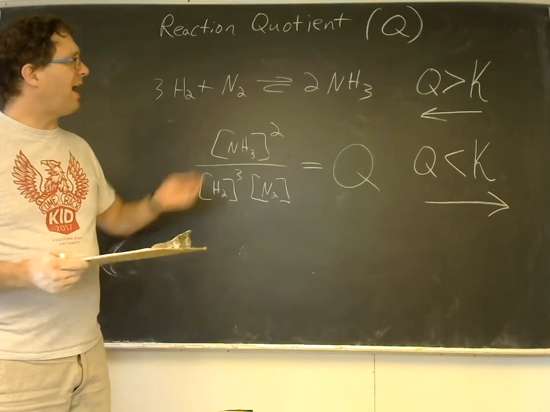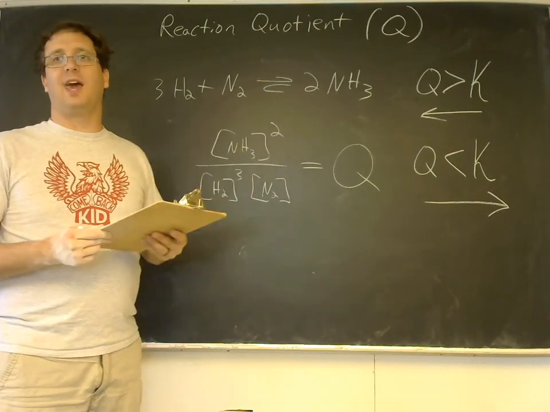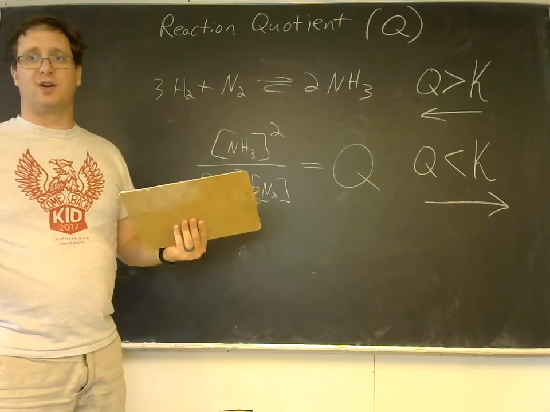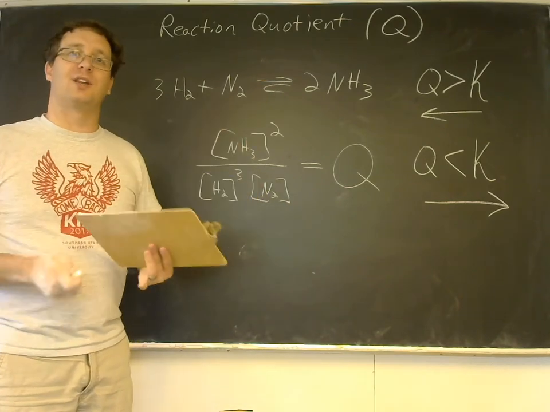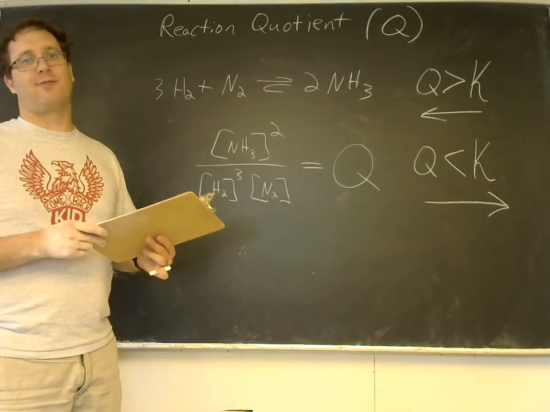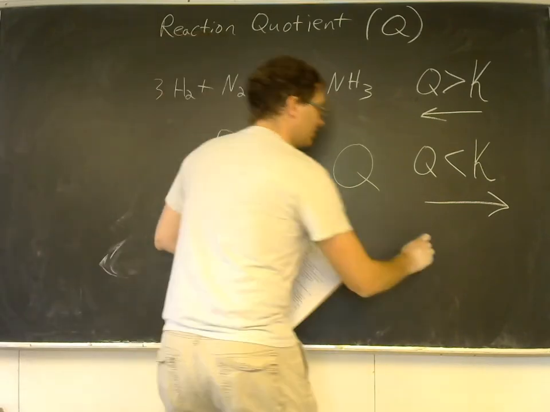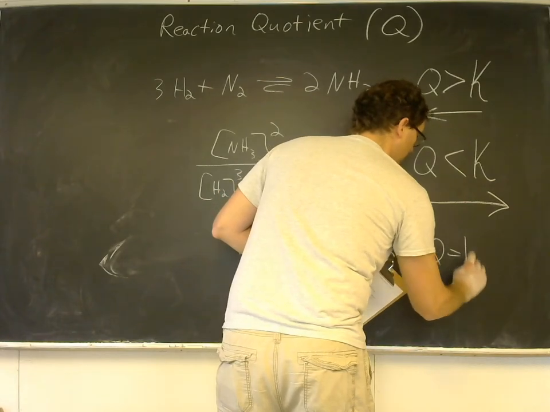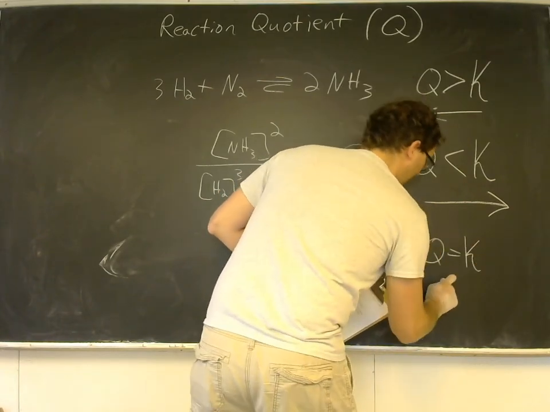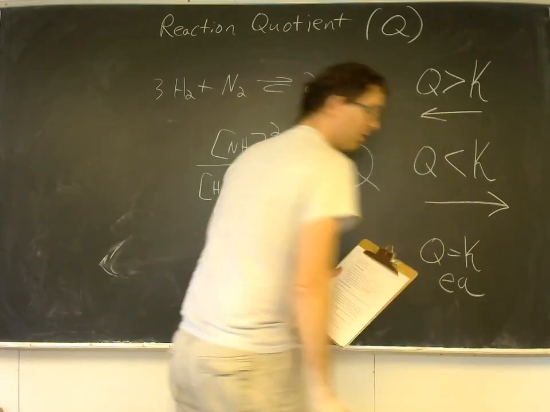So by calculating Q and comparing it to K, you can make this determination of which direction the reaction is going to have to go in order to reach equilibrium. And of course, if Q is equal to K, then you are at equilibrium already.